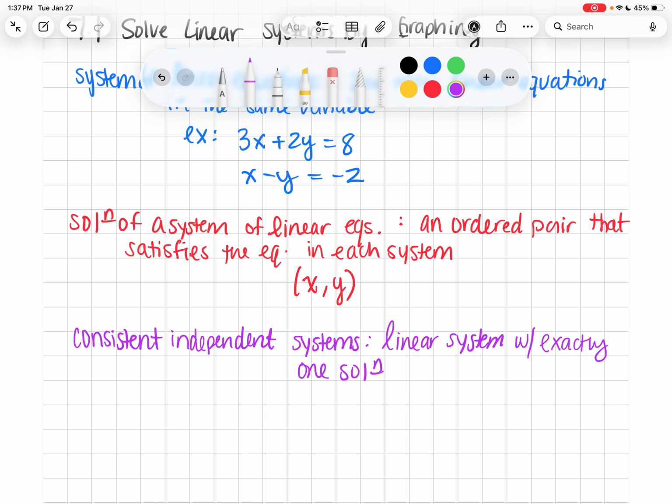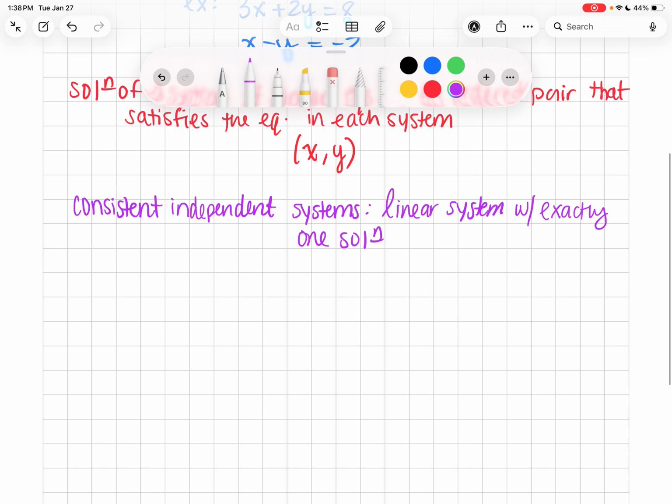And you're probably like, when can a graph ever cross more than one time? Well, we do have options where sometimes if the lines are parallel, they don't cross, which is no solution, or if the lines are the exact same line, then there would be infinitely many solutions. So just be aware that we do have these other options as well. But for right now, we're just focusing on this consistent independent system where there is one solution.